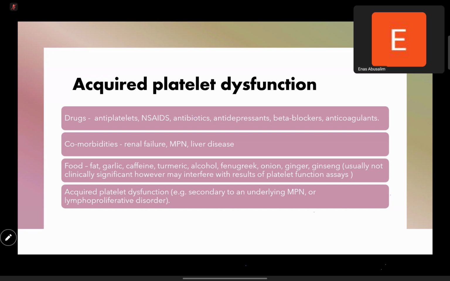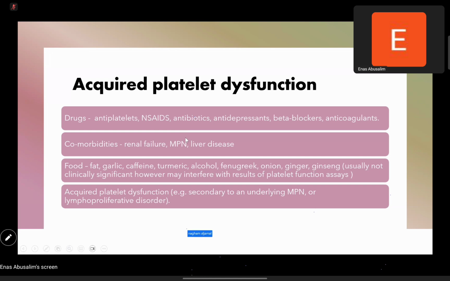Okay, and then secondly, after concluding that the patient does have a possible bleeding disorder, I need to ask about the possible underlying causes. A detailed drug history is very important. These are some of the medications, as you can see here, that are known to cause drug-induced thrombocytopenia. Comorbidities are very important. Renal failure causes uremia and it can affect the platelet function. Liver disease can cause a mild degree of thrombocytopenia.